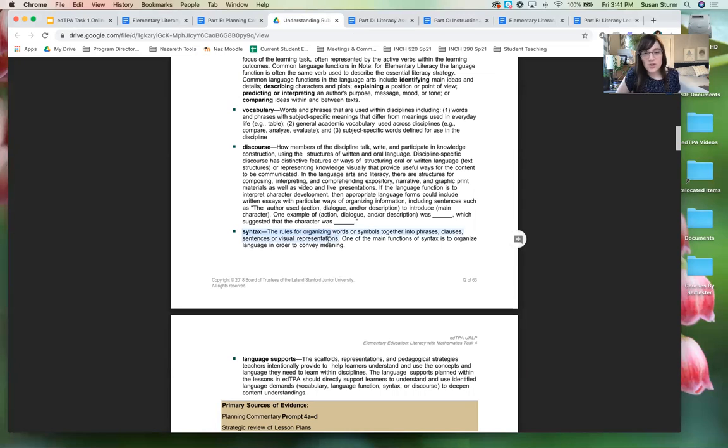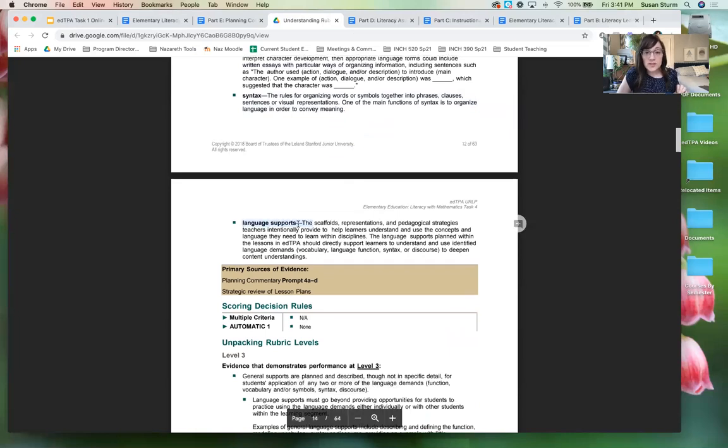Syntax is related more to the rules for organizing the symbols and the phrases and the clauses and the sentences in our language. This one's really appropriate for writing. So I'm not really going to talk about syntax because I don't want you to be led down that path, because all of you are doing comprehension lessons instead of composition. So you're not really teaching a whole lot of syntax in your lessons. We're going to stick with discourse.